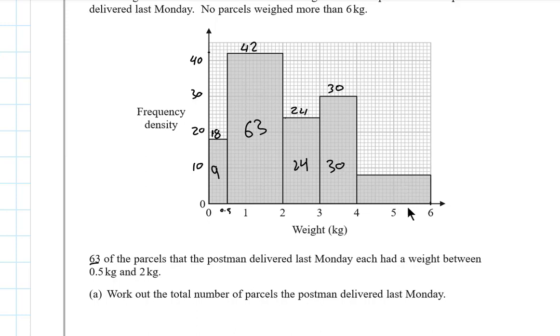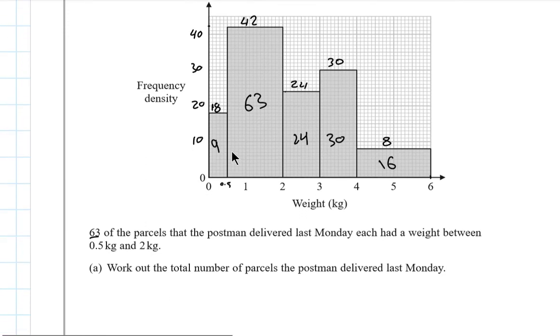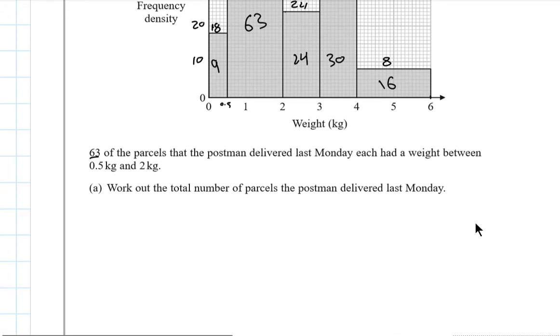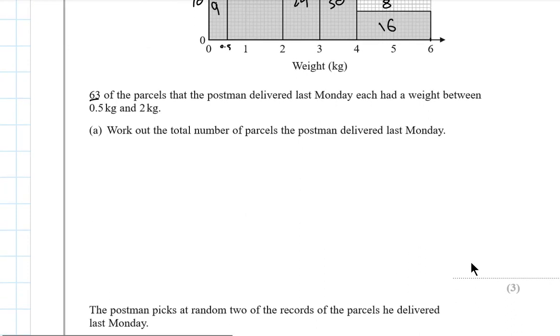And finally, for the last part, we have 2 class widths here. This is 10, this is 9, this is 8. So 8 times 2 would be 16. So if we add all these frequencies, we will get 142.